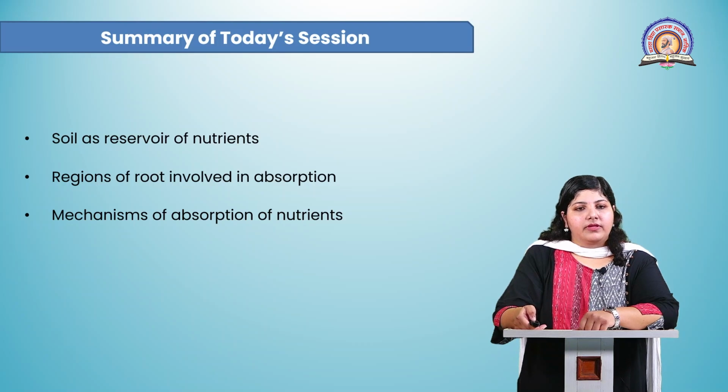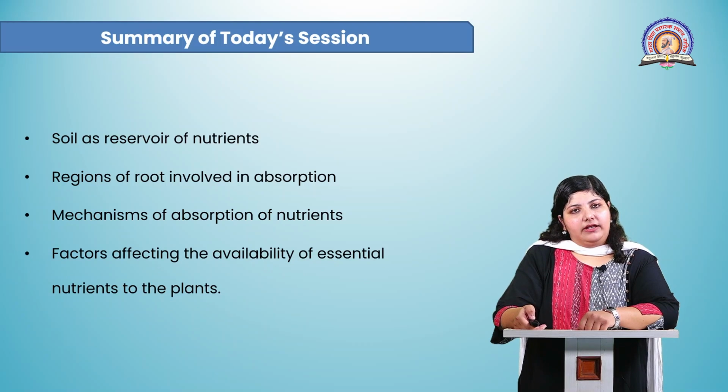And then we saw the factors affecting the availability of essential nutrients to the plant. We saw four types of factors here. Firstly, we saw how negatively charged soil particles help in mineral availability. Then we saw soil pH, excess minerals, and mycorrhizal associations, and how they help in the absorption of minerals to the plant.